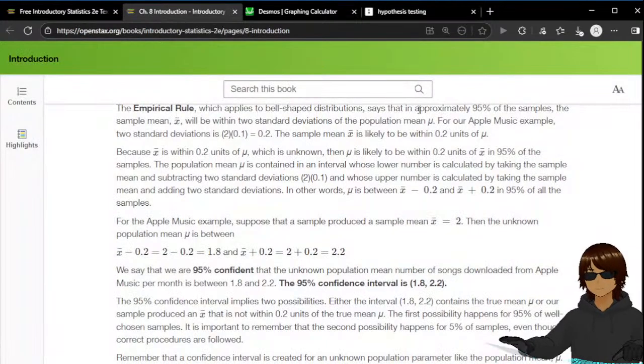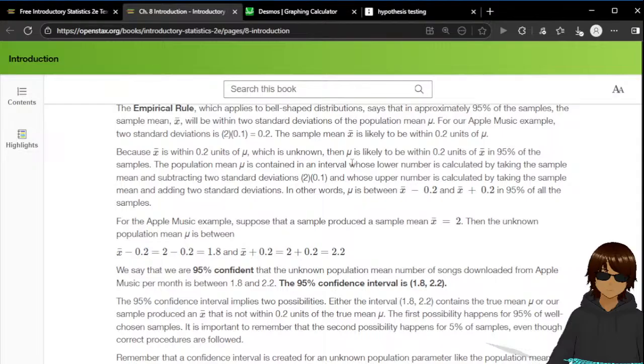Okay. The population mean mu is contained in an interval whose lower number is calculated by taking the sample mean and, okay, wait, my internet is fluctuating. Okay. The population mean is contained in an interval whose lower number is calculated by taking the sample mean and subtracting 2 standard deviations, whose upper number is calculated by taking the sample mean and adding 2 standard deviations.